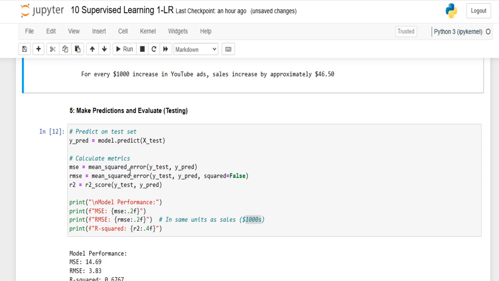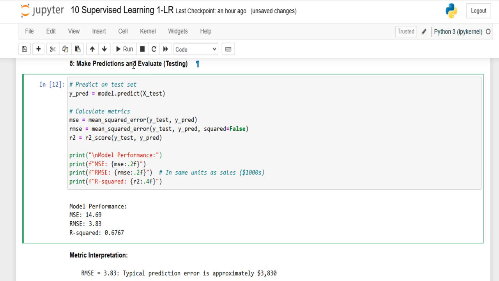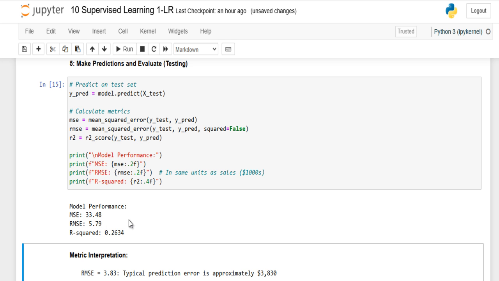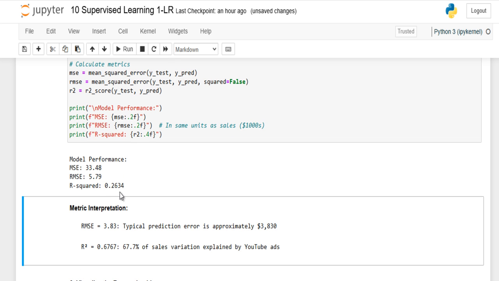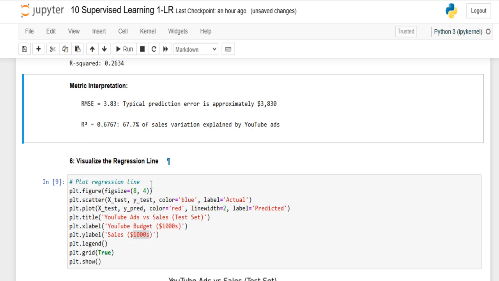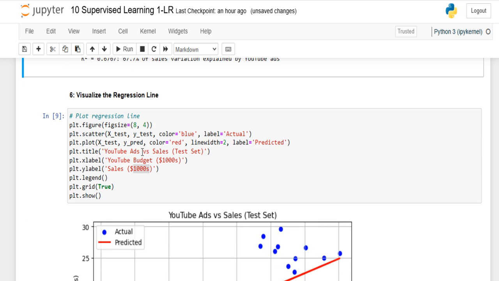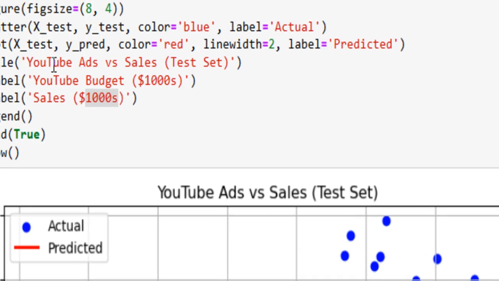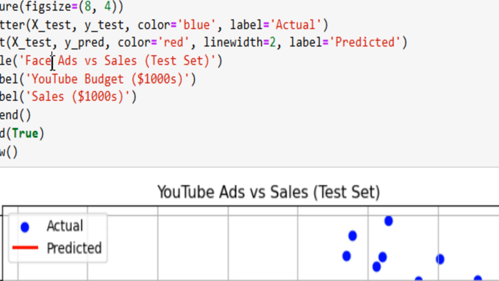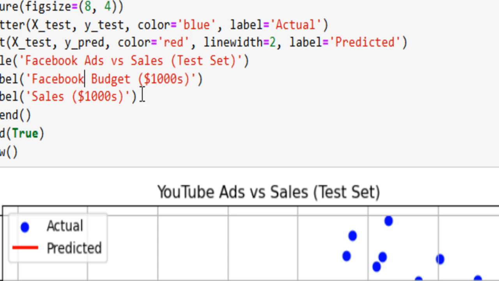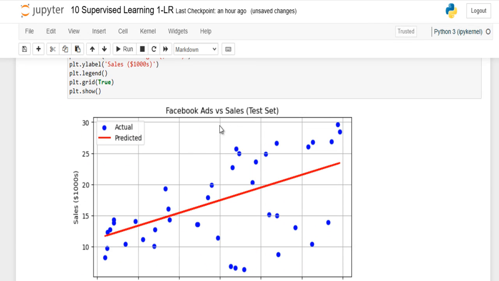Now if I run this line again, you can see this will be different. Can you see it's different now? This is 0.26 for R square now. If I run this now, I have to change this one to Facebook, for example. Similarly, I change this one as well to Facebook. If I run this line, I should have the new Facebook plot of sales. I see it's different from the former one.